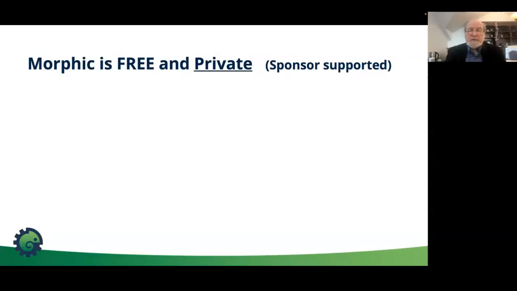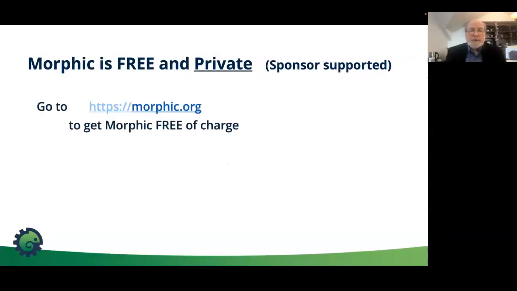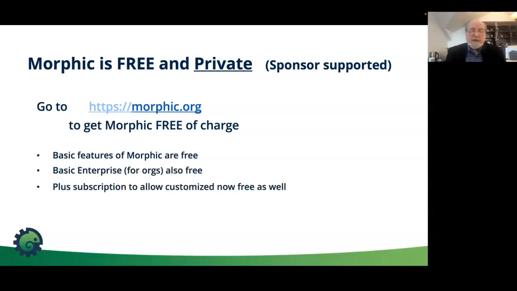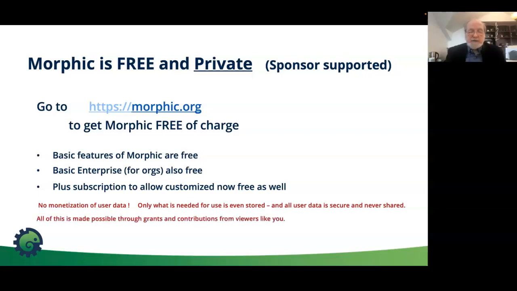Morphic is free and it's private. It's sponsor supported. You can just go to morphic.org and you can get it free of charge. The basic features of Morphic are free. The basic enterprise for organizations is also free, and the plus subscription to allow customization is now free as well. And there's no monetization of user data. Only what is needed for use is ever stored, and all the data is secure and it's never shared.